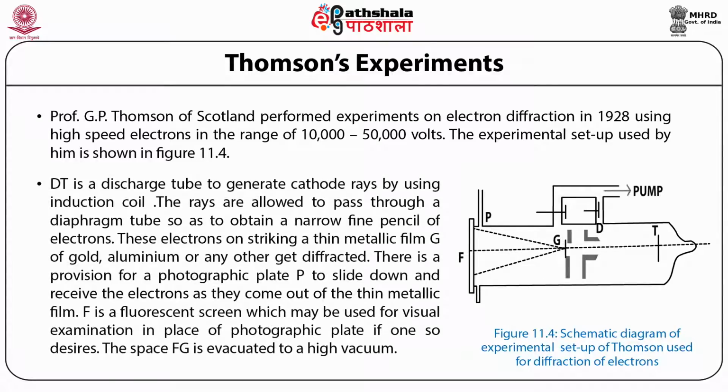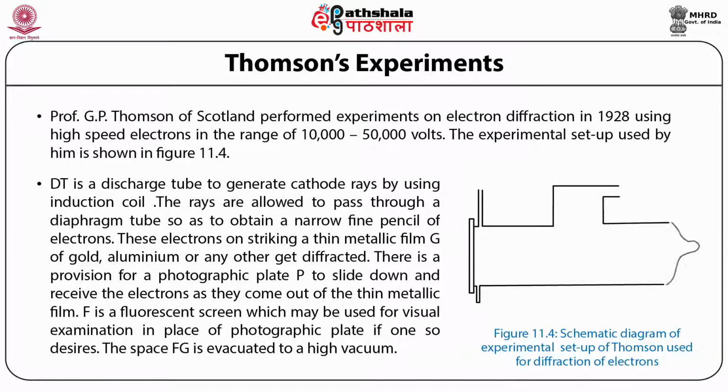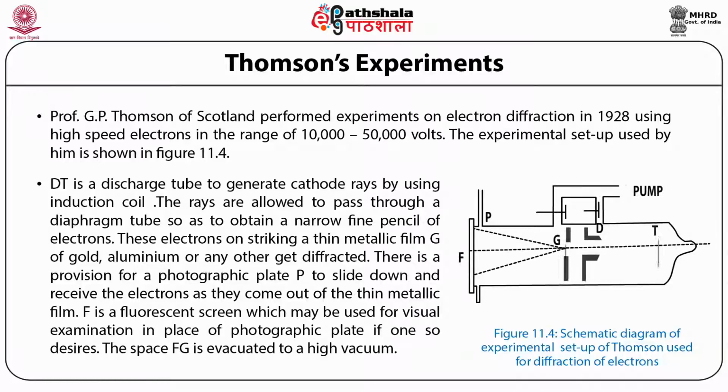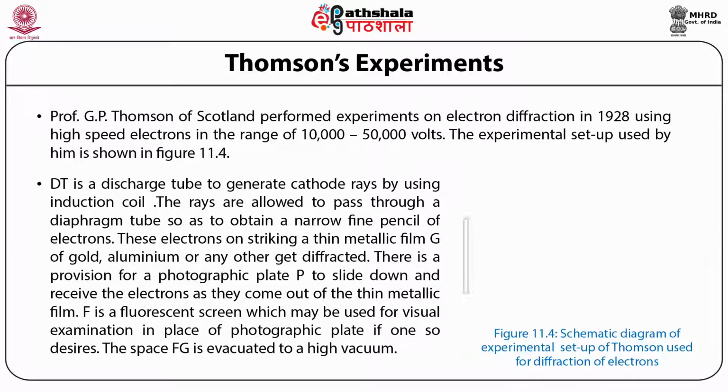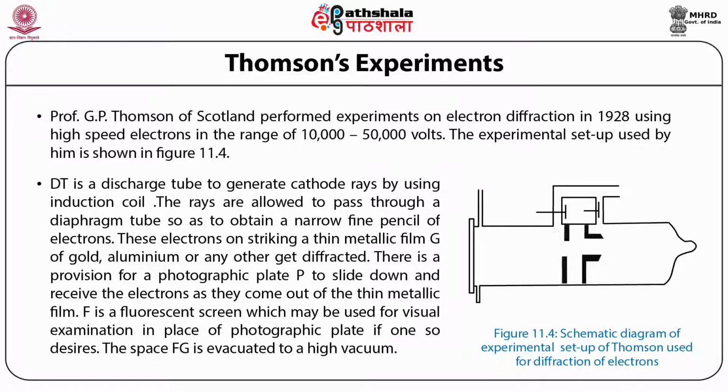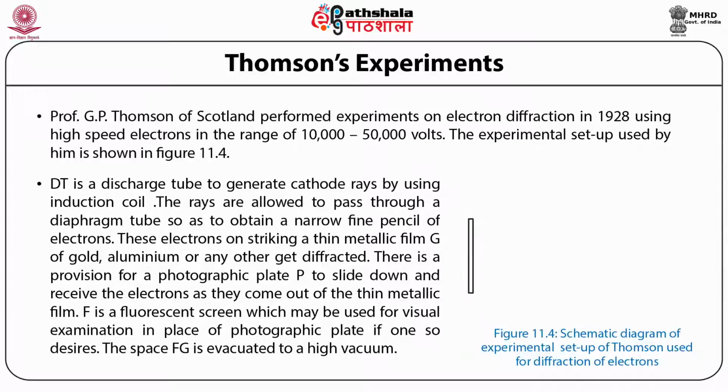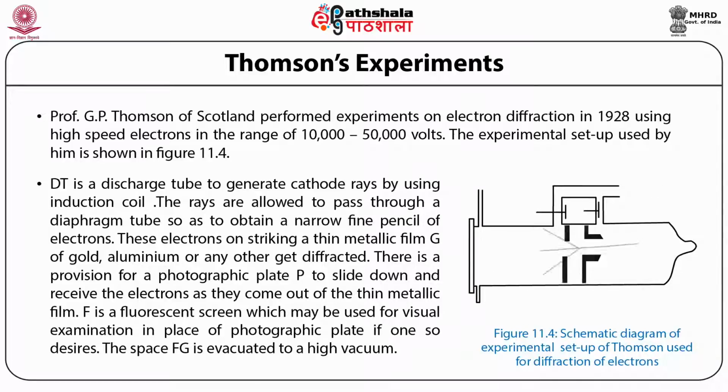Capital D T is a discharge tube to generate cathode rays by using an induction coil. The rays are allowed to pass through a diaphragm tube so as to obtain a narrow fine pencil of electrons. These electrons, on striking a thin metallic film, capital G, of gold, aluminium, or any other, get diffracted. There is a provision for a photographic plate, capital P, to slide down and receive the electrons as they come out of the thin metallic film.